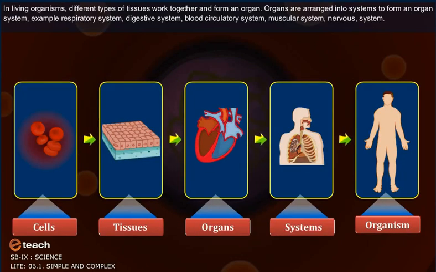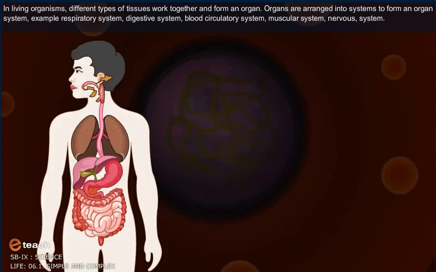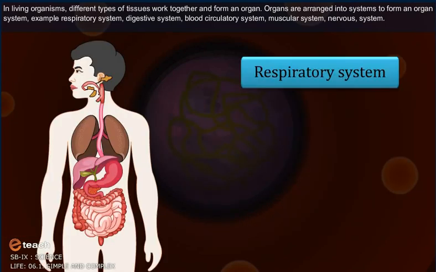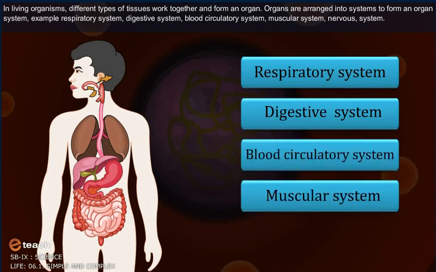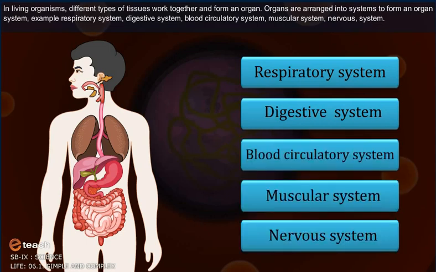In living organisms, different types of tissues work together and form an organ. Organs are arranged into systems to form an organ system. Example: respiratory system, digestive system, blood circulatory system, muscular system, nervous system, etc.